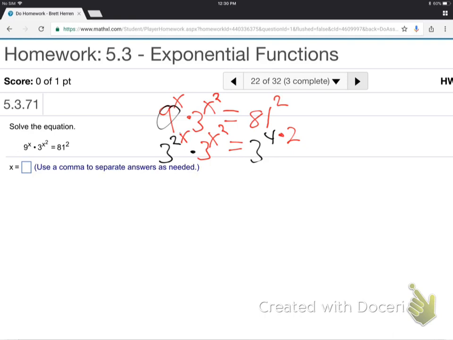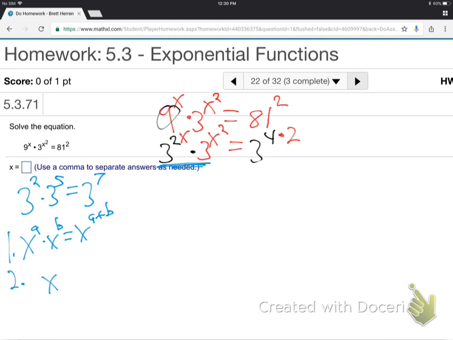Good. Now, the trick is, do you remember the rule from algebra? What if you have 3 to the 2nd times 3 to the 5th? What does that equal? You add the powers. Remember that rule? If you have x to the a times x to the b, that's x to the a plus b. That's one rule. The other rule is x to the a to the b. That's x to the a times b. You know those two different exponent rules from algebra?